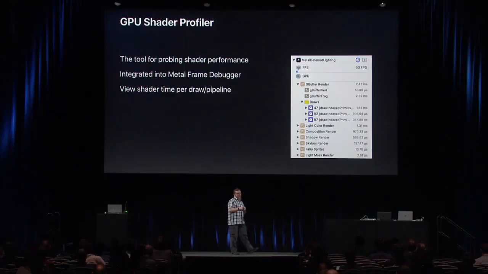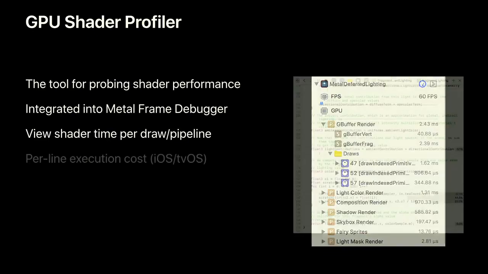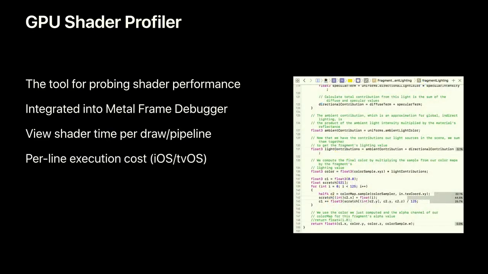Our next profiling tool is the GPU Shader Profiler, the tool for probing shader performance. It's integrated into the frame debugger and lets you view shader time on a per draw call and per pipeline basis. And if you're on iOS or tvOS, it also lets you view it on a per line basis.